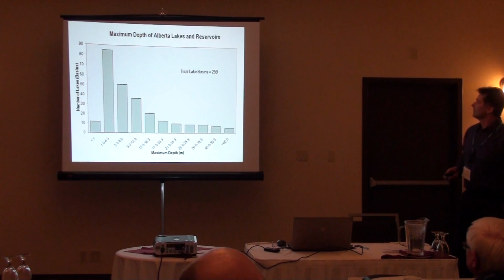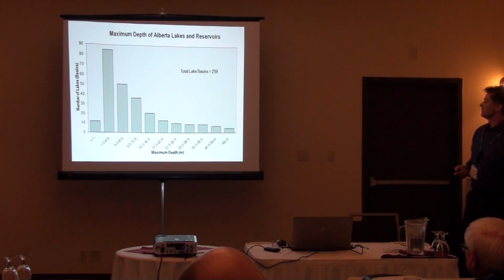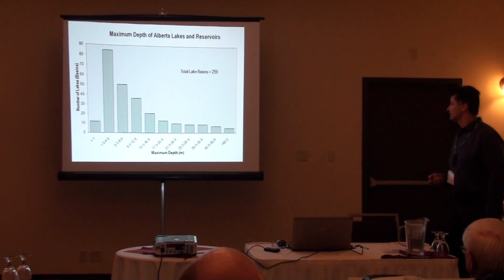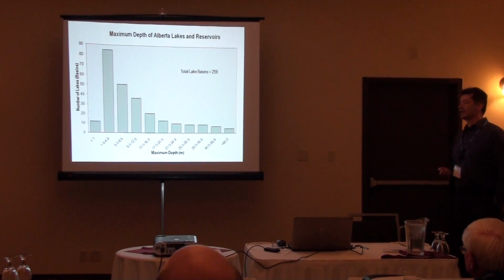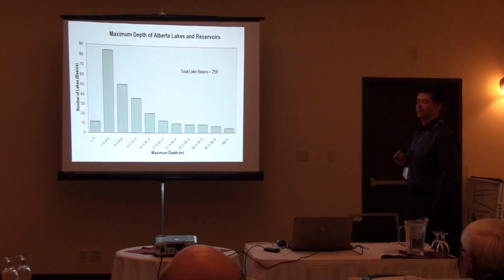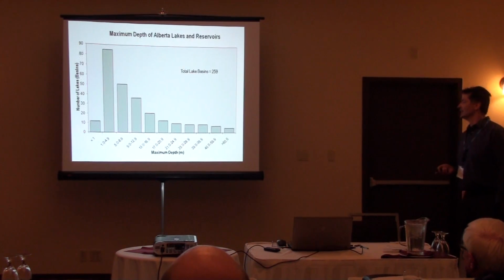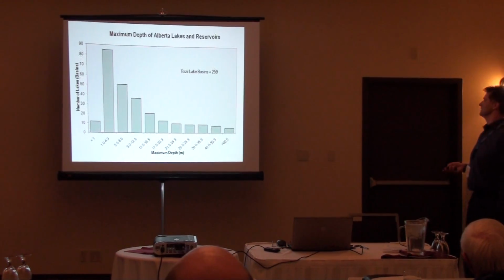And maximum depth of our lakes. This is 259 lake basins that we had data for in our database. We have many shallow lakes, many shallow prairie lakes. We have shallow lakes in the north of the province in the boreal region. Again, implications for that continual mixing and internal loading of phosphorus from the sediments. So we really have a shortage of nice deep lakes in this province.